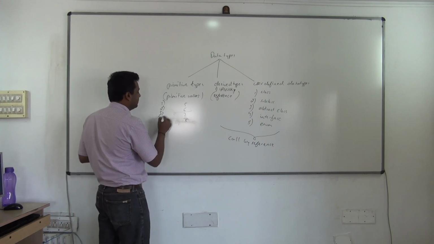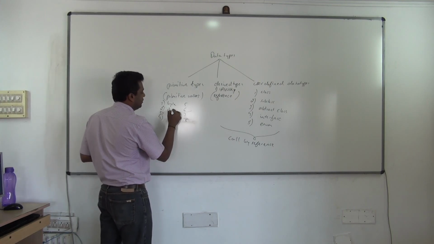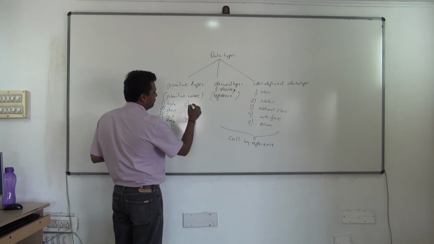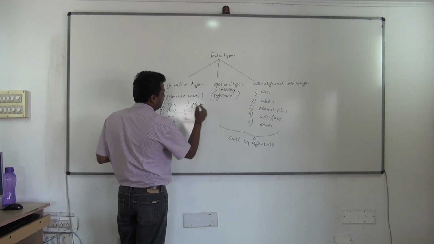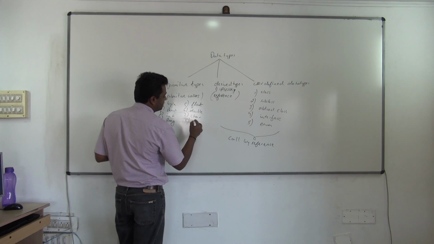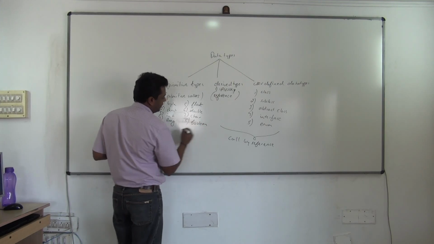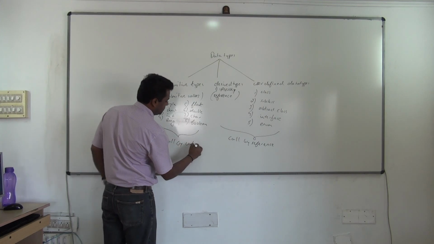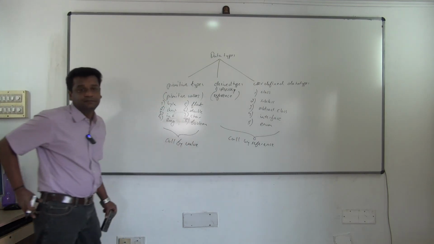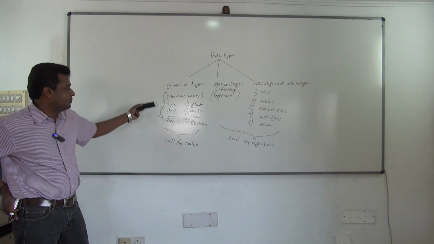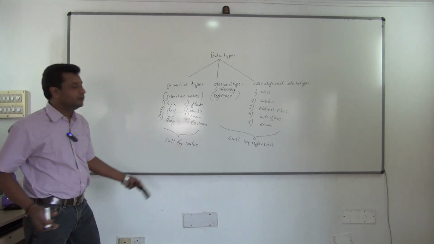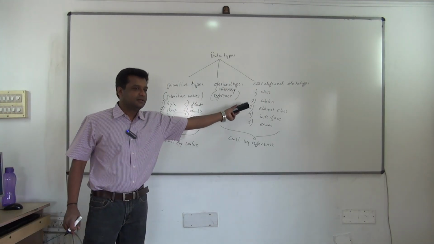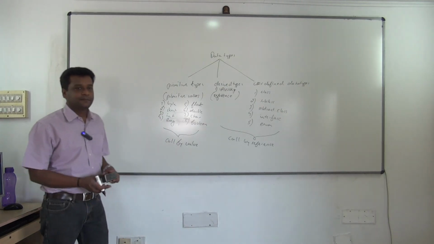What are they? Byte, short, int, long, float, double, char and boolean. For all these it is call by value. Getting the subject now? If you pass any of these, it is call by value. If you pass the array, call by reference. If you pass this, call by reference.